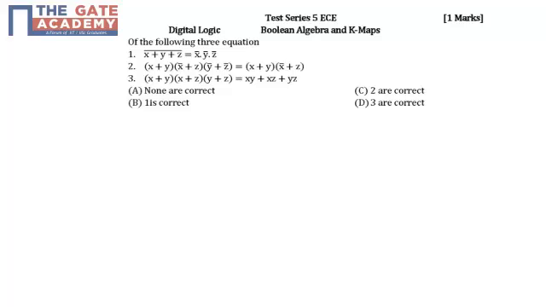Hello students, the following question is from test series 5, subject digital logic, chapter Boolean algebra and K-maps, and the question is asked for 1 mark. So in this question we are supposed to find which of the following options 1, 2 or 3 is correct.